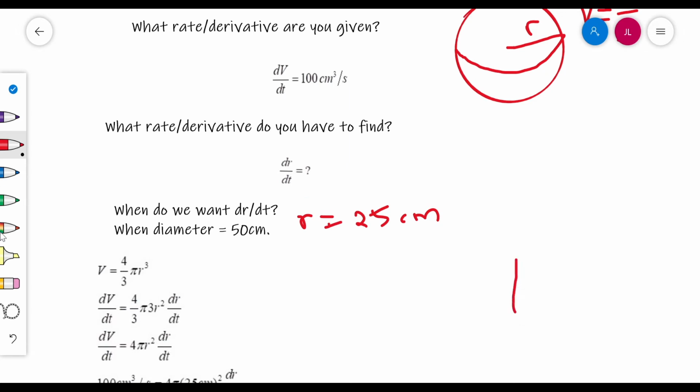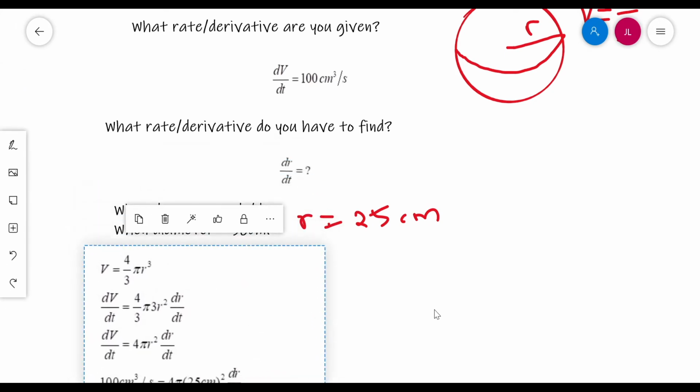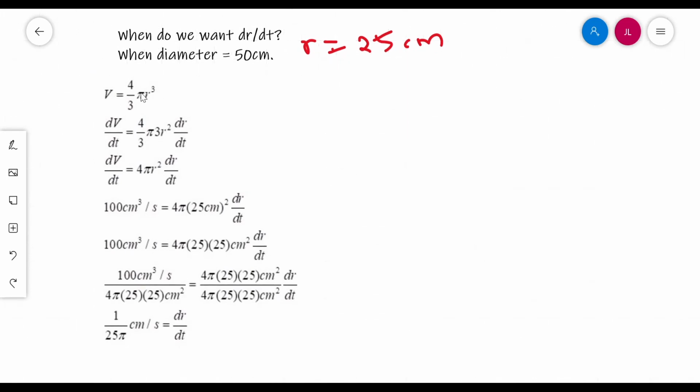The next step, let's erase that little piece. The next step is to take the derivative. What are we taking the derivative of? We're taking the derivative of the equation that relates the derivative we have, dV/dt, with the variable whose derivative we want, dr/dt. So volume, as we said before, is 4/3 pi r cubed. And we take the derivative of this equation with respect to time. We're using our understanding of implicit differentiation. Functions can be anywhere in the equation. And chain rule. We can have functions of functions.